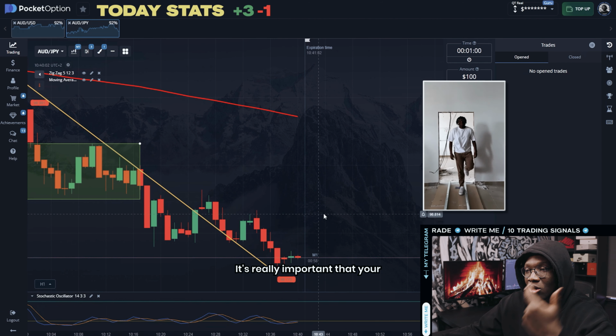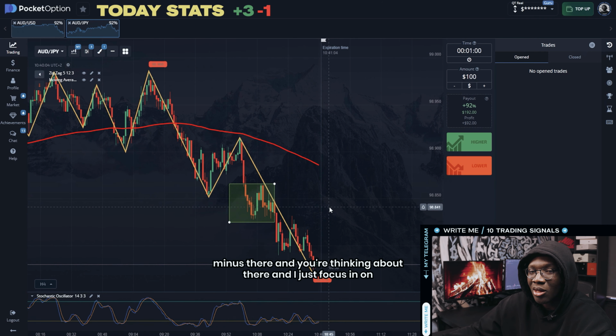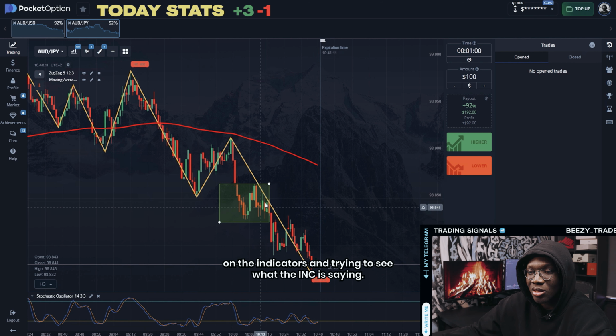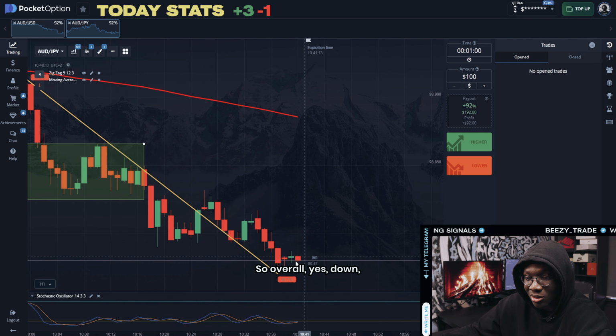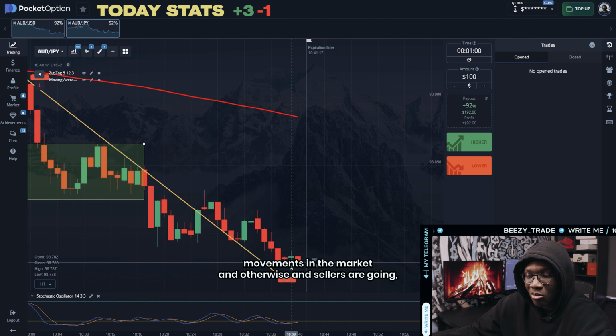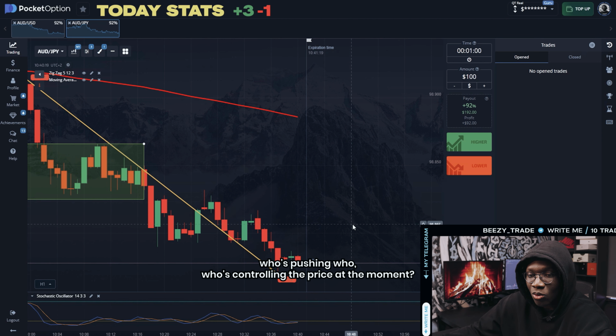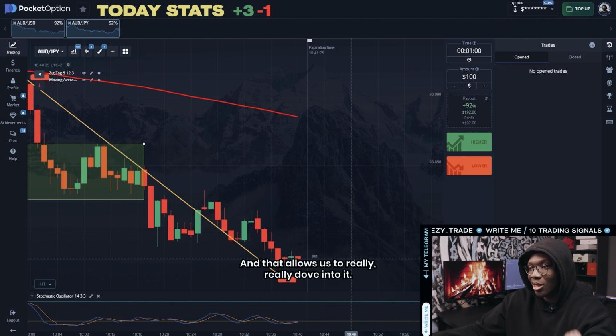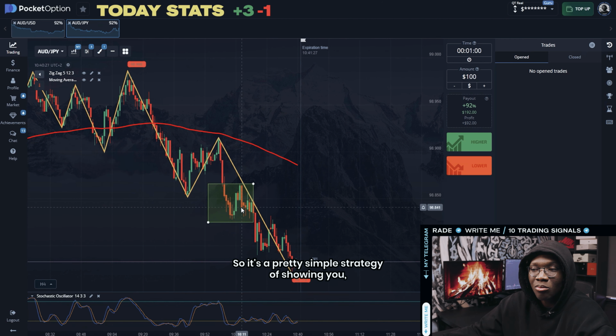It's really important that your mind is there and you're thinking about that, not just focusing on the indicators and trying to see what the indicators are saying. So overall, yes, down, but we're able to take profit on this just because we could see movements in the market and how the buyers and sellers are going, who is pushing who, who's controlling the price at the moment, and that allows us to really dive into it. So it's a pretty simple strategy.